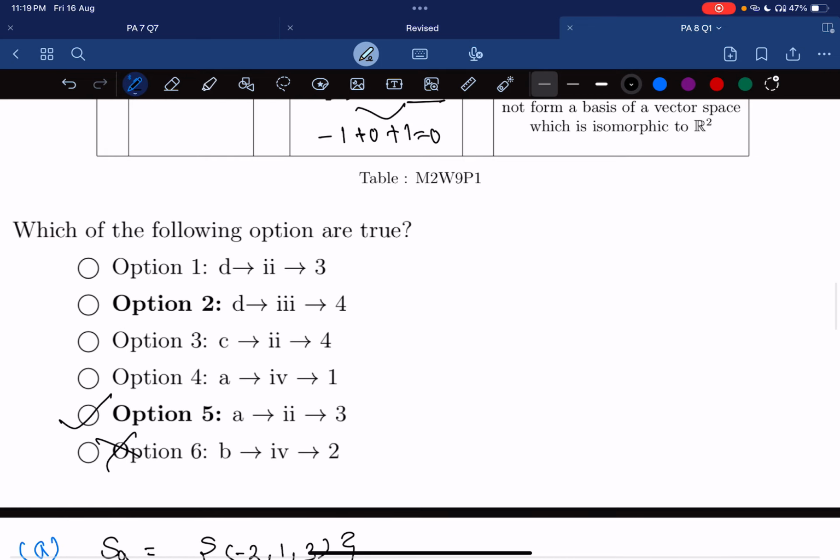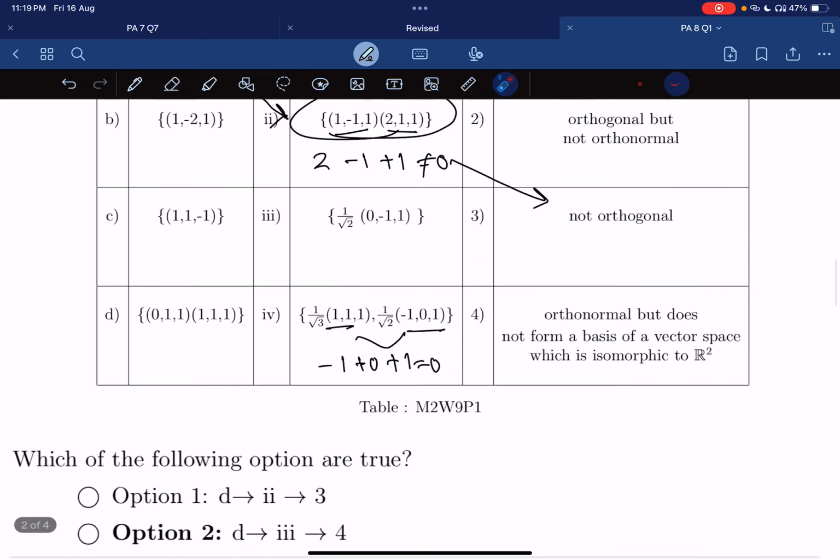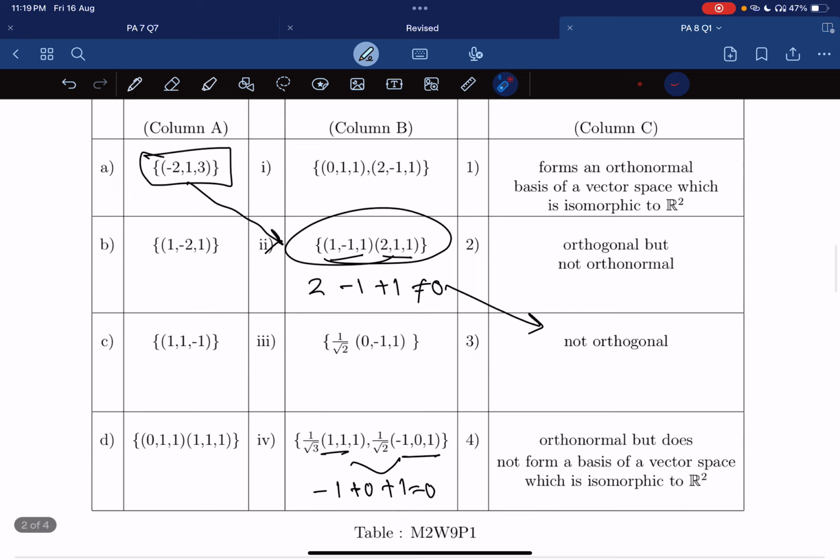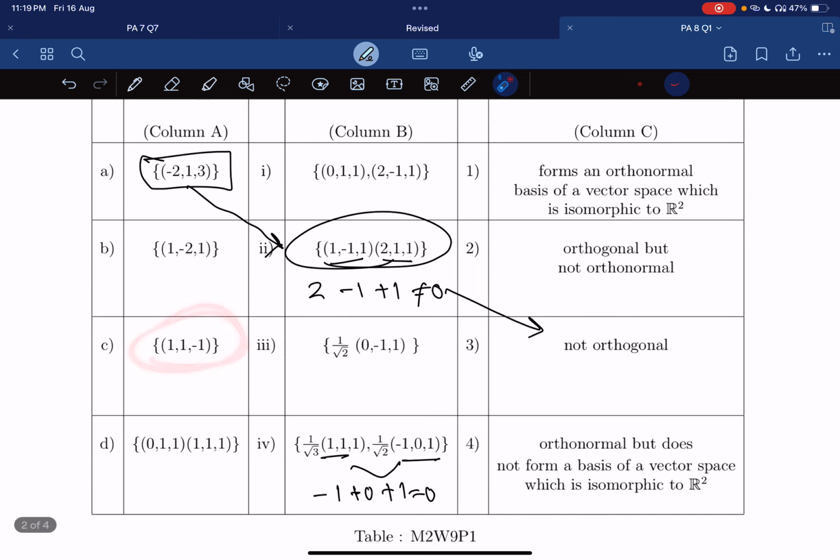Now if we check for C, again there's only one option for C, that is C will match with 2. But we have already seen that A is matching with 2, but still let's just confirm it once again. So our vector in C is 1, 1, minus 1.